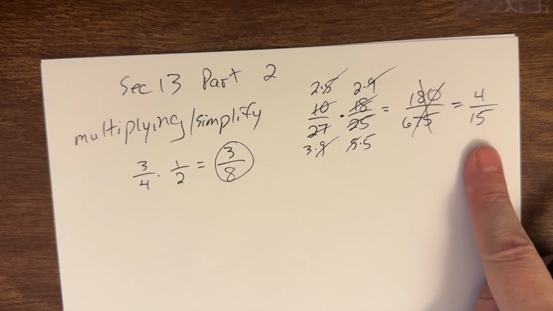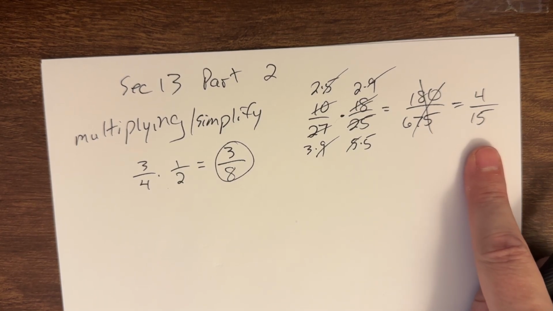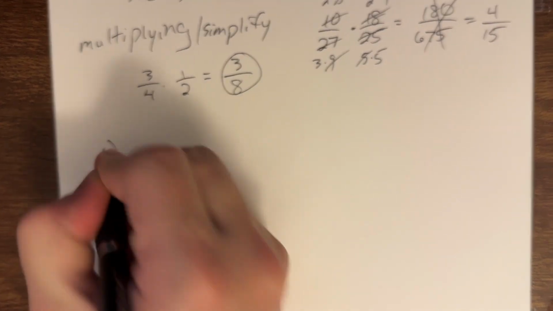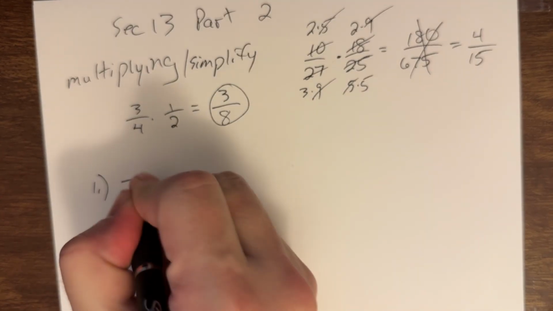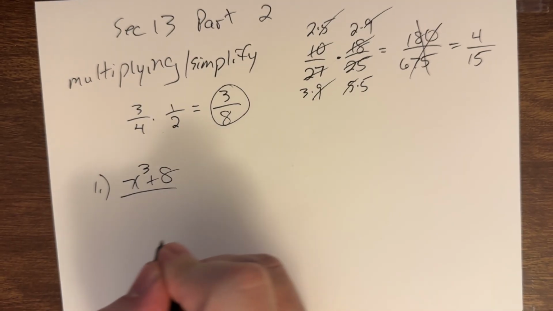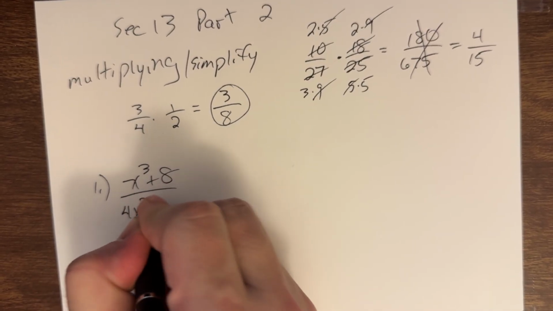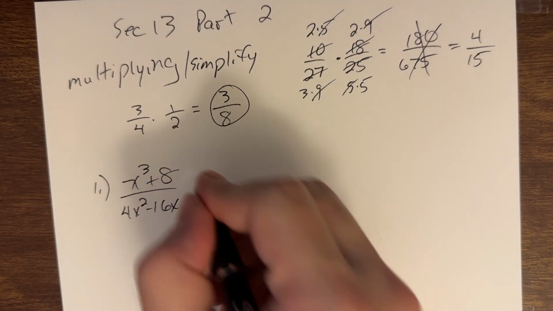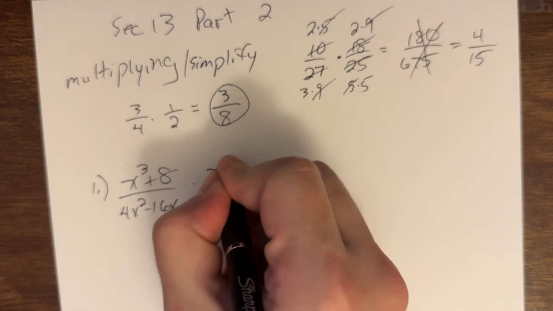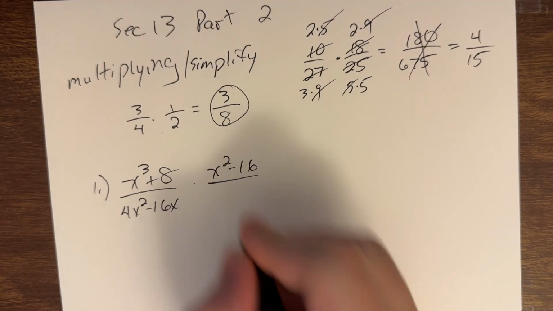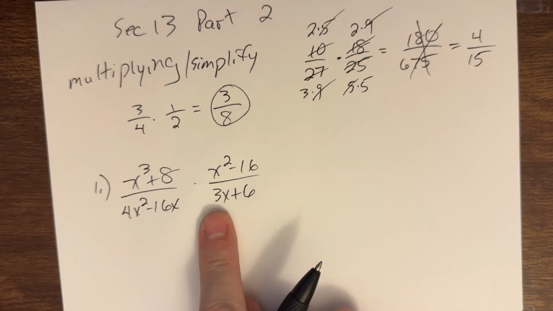That's the idea we want to copy here, folks. When we have rational expressions, yeah, the idea is top times top and bottom times bottom, but more so, the idea is factor so you can cancel those common factors. So now let's move right into problem number 1. We want to multiply x cubed plus 8 over 4x squared minus 16x times x squared minus 16 over 3x plus 6.